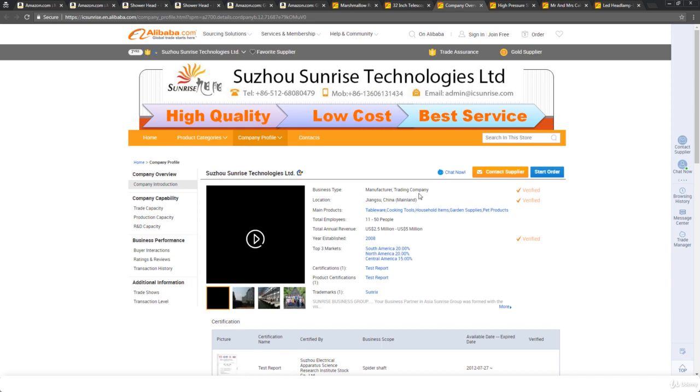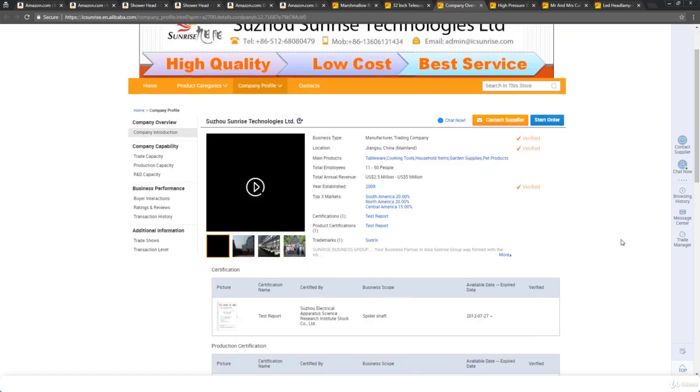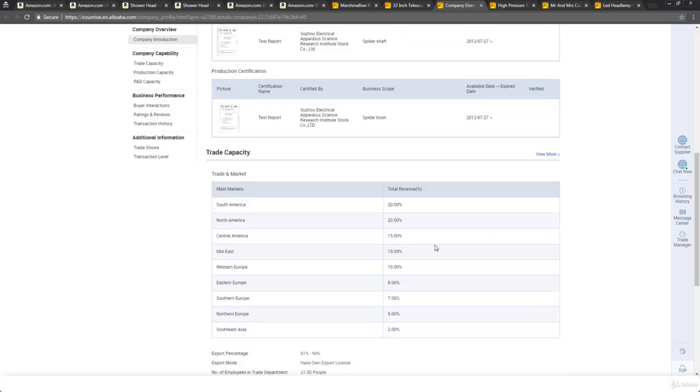North America is 20% of their volume. This is verified, meaning that their business type has been verified, their location is verified, the year established is also verified. It all looks pretty good. Scrolling on down, we can see that they also do quite a lot of trade in Europe as well, in Western Europe. So when you are going to be buying for the North American or the European market, you really do want to know that that supplier already provides products to those markets.